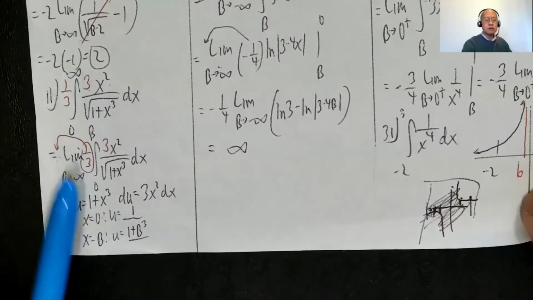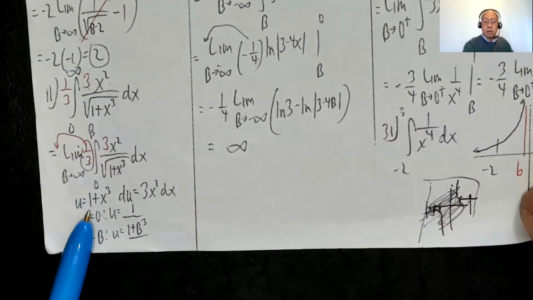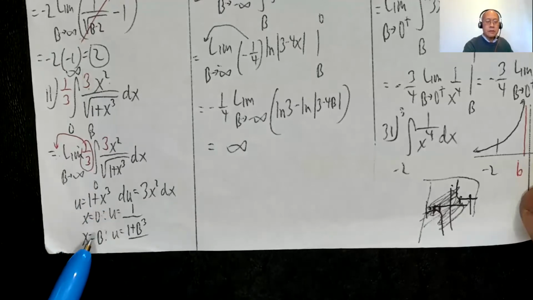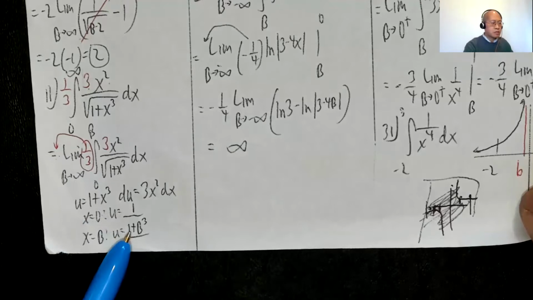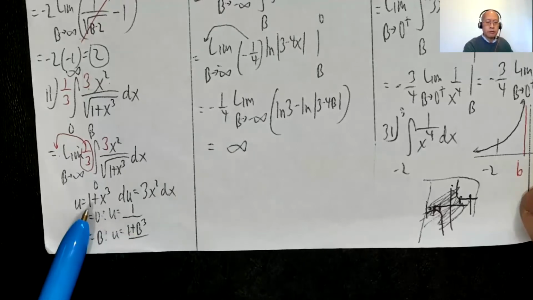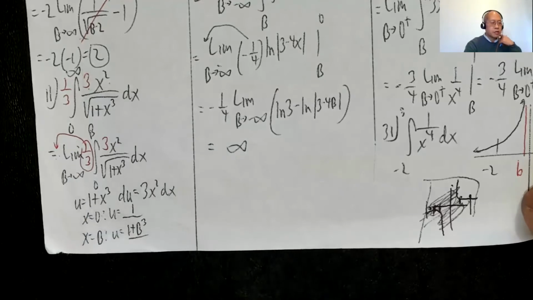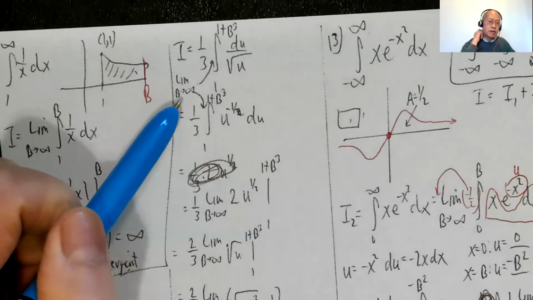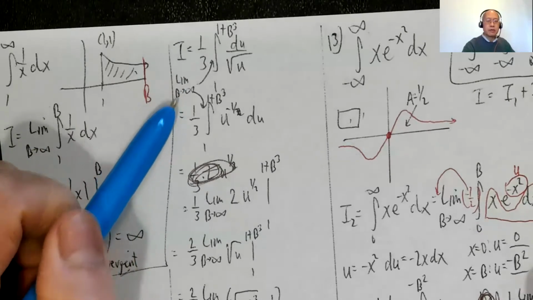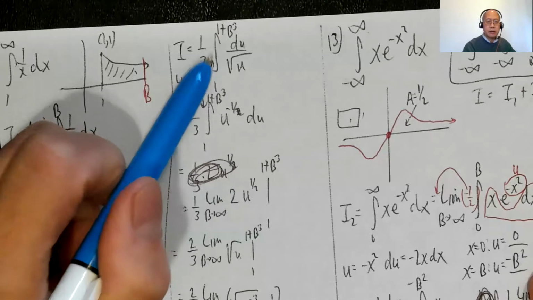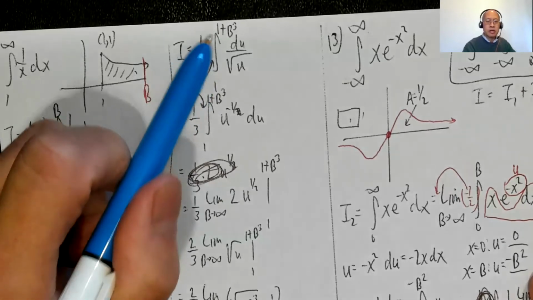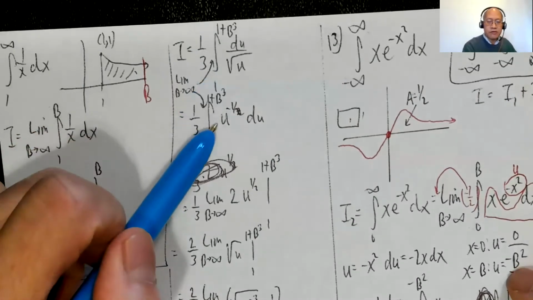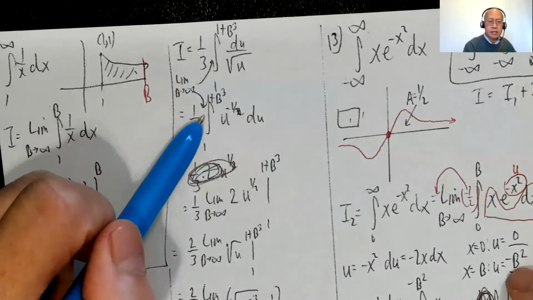I can take the 1/3 all the way out. Change the limits of integration. When x is 0, plug in 0, u is equal to 1. When x is b, u is 1 plus b cubed. So my new integral is going to go from 1 to 1 plus b cubed, right? So I have 1/3, limit as b approaches infinity. I forgot to put the limit as b approaches infinity at first, so it should be right there. Integral from 1 to 1 plus b cubed du over radical u, which means u to the negative 1/2 du. That stays the same.